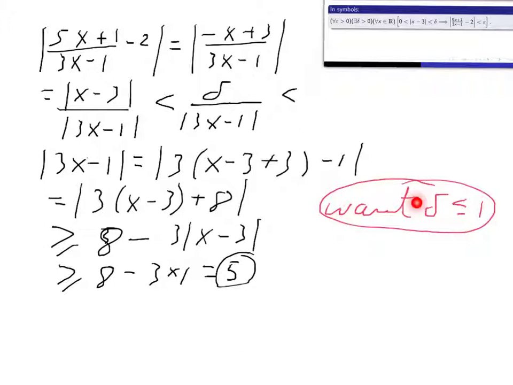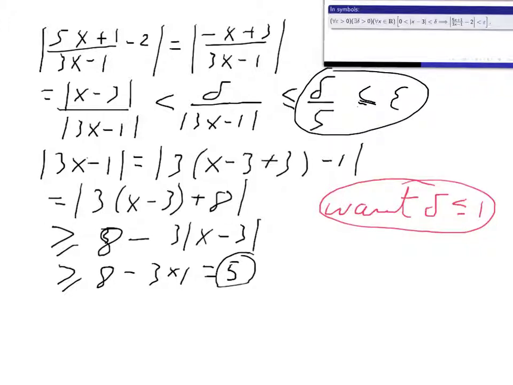And once I have that lower bound, I can now go back here and say that this is less than or equal to delta divided by 5, because since absolute 3x minus 1 is bigger than 5, 1 over absolute 3x minus 1 is smaller than 1 over 5. And now finally, I can ask for this to be less than or equal to epsilon.